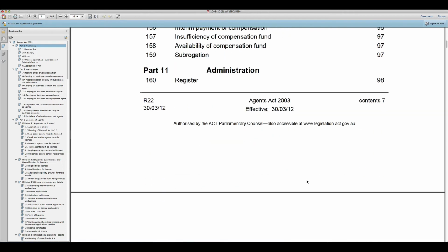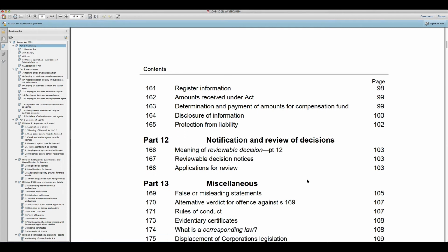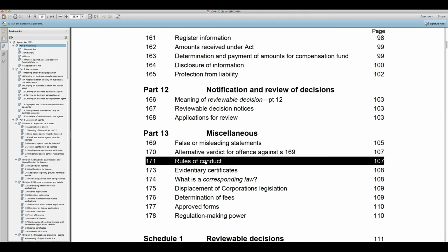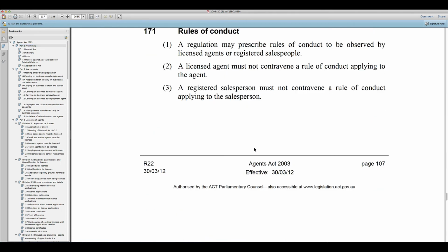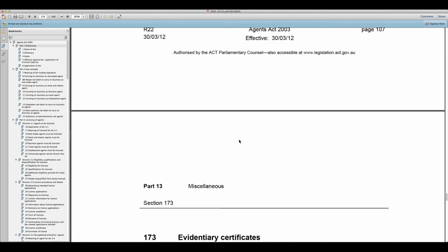Part 11 is simply on how the Act is going to be administered, and then Part 12 is on review of decisions. Part 13 is an important one for all agents. It talks about the use of false and misleading statements, but a very important one is Section 171, which is on the rules of conduct. You'll notice if I click on those, it doesn't tell me what those rules are, but directs me to a regulation. We are going to look at the rules of conduct in another audio session for you.